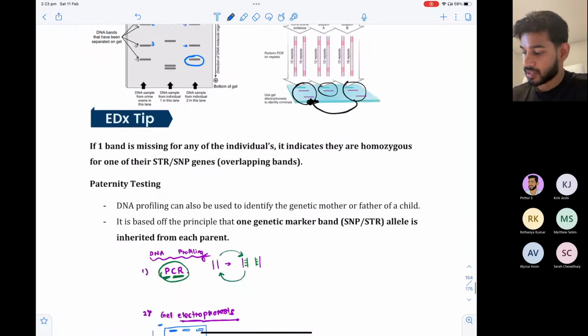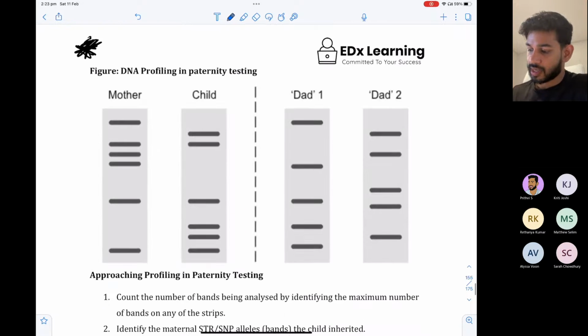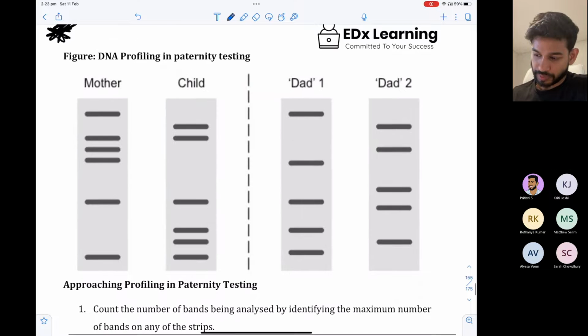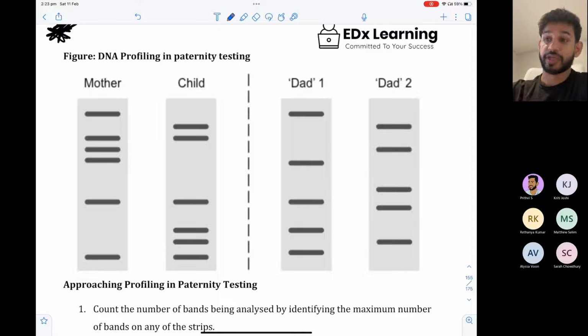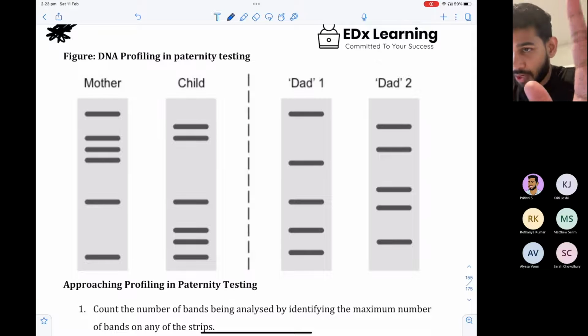So if we go to this example here, with the information that I've explained to you, hit the raise hand icon when you find out who the father of this child is.